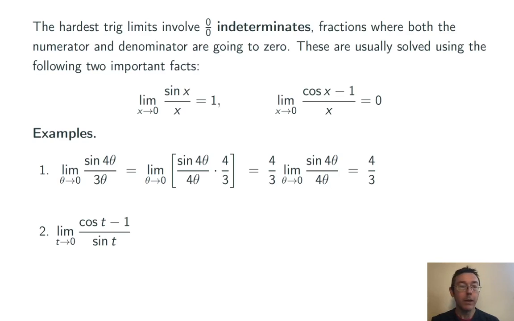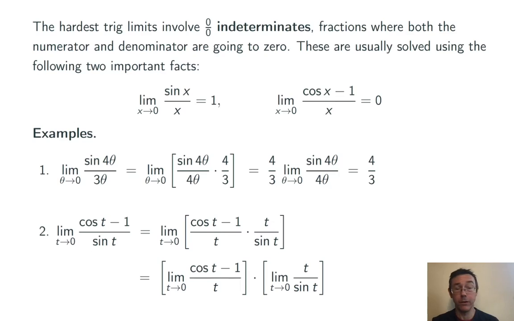Here, the idea is going to be to split up this fraction into two pieces, where the first one looks like one of the identities and the second one looks like the other. So I'll take the cosine t minus 1 and divide by t, so that now I have something looking like the identity on the upper right, and multiply by t over sine of t, which now looks like the reciprocal of the identity on the upper left. The first of these limits is going to go to 0, the second one is going to go to 1. Since each of these two limits is going to exist, I can break up the limit of the product as the product of the limits, and then evaluate the limits separately. In this case, I just get 0.